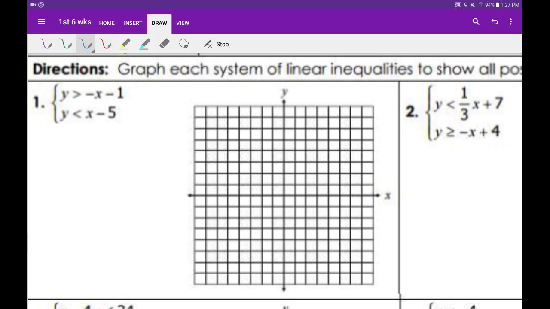All right, so first thing we're going to do is graph the top one and the bottom one. So I'm going to make some notes. First one, on the top one, it's going to be dotted. There's no bar underneath the inequality. And I also know that it's going to be shaded above.